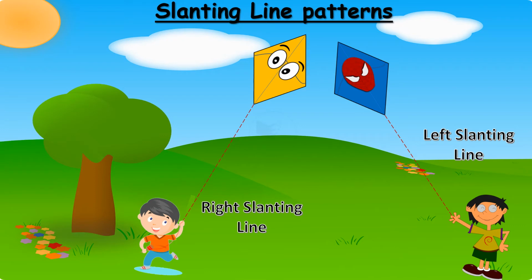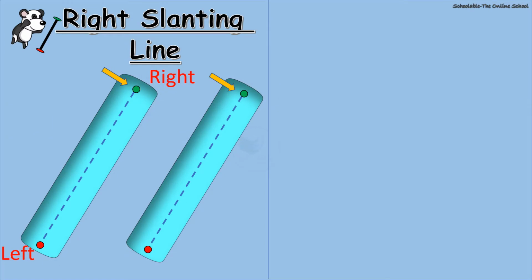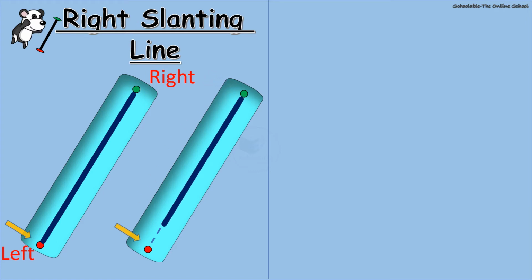Now, slanting line patterns. The first one is right slanting line. Next, left slanting line. Now let's learn to form a right slanting line. Start from the green dot on the right side and slide down towards the left red dot. Again, green dot to red. This is called right slanting line because it starts from the right side and goes down towards the left.